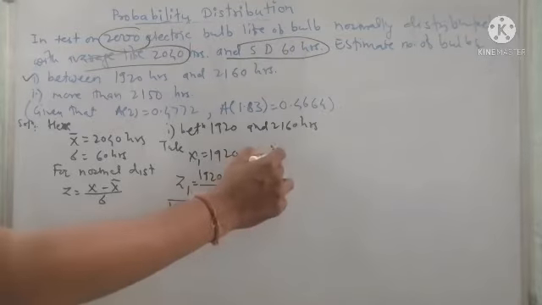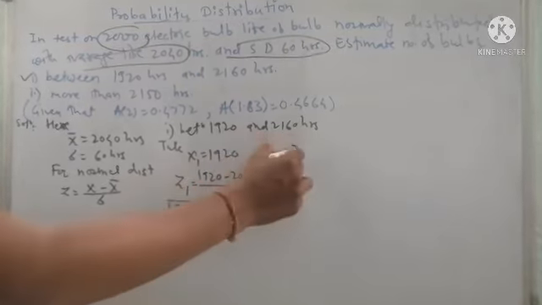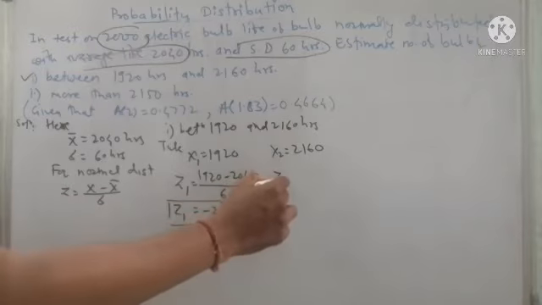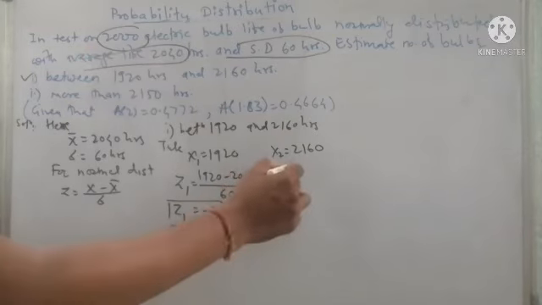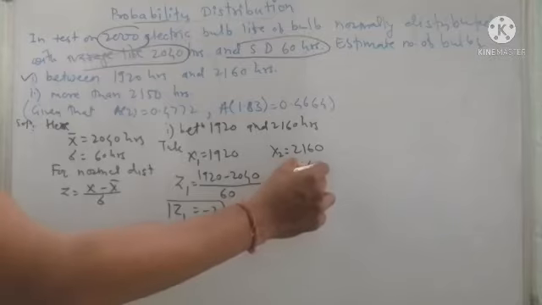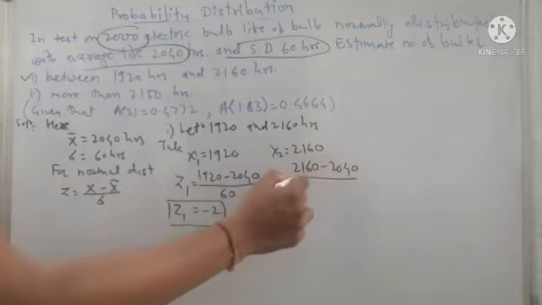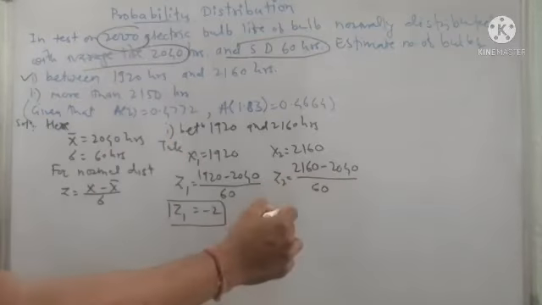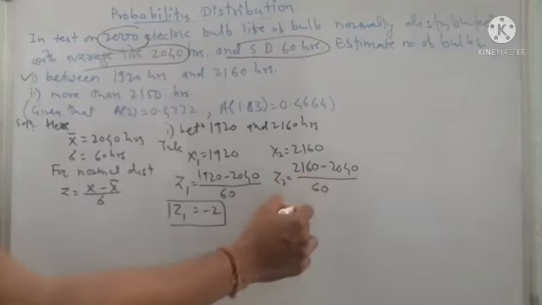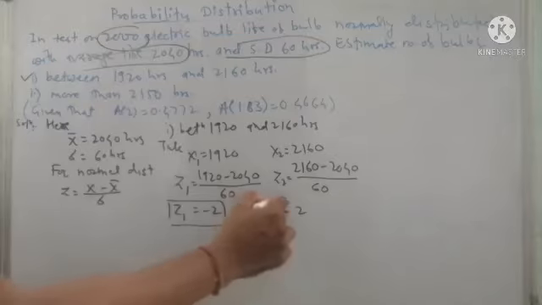Now corresponding to the second random variable x2 as 2160, we evaluate normal variable z2 by putting x as 2160 in the formula, where x bar is 2040 and sigma is 60. We get 120 by 60 as 2, so z2 is equal to 2.